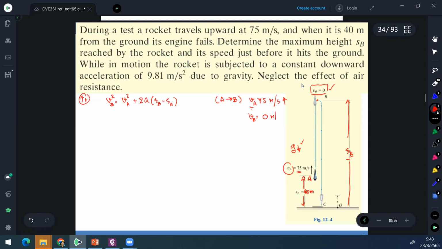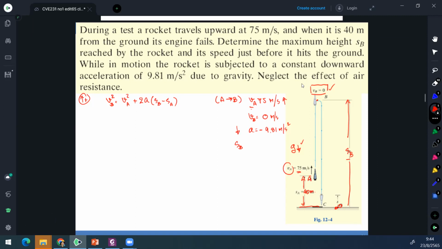VB is equal to 0 meters per second, and A is equal to gravity, which is 9.81 meters per second squared. But it goes down, so it should be negative. And SB, because we set up going up as positive, and the datum is at 0, at the ground.